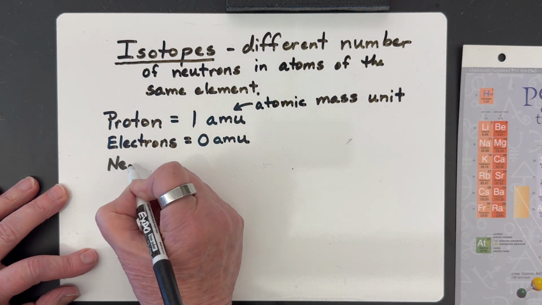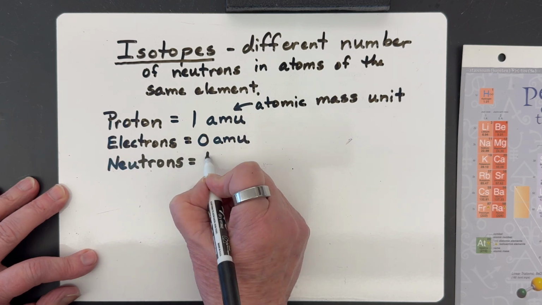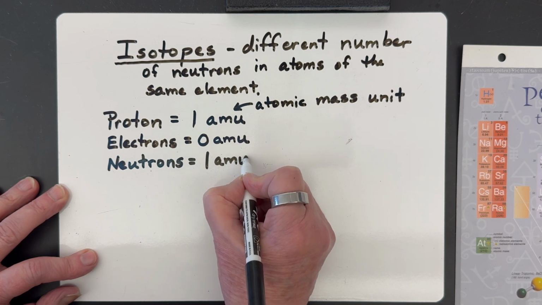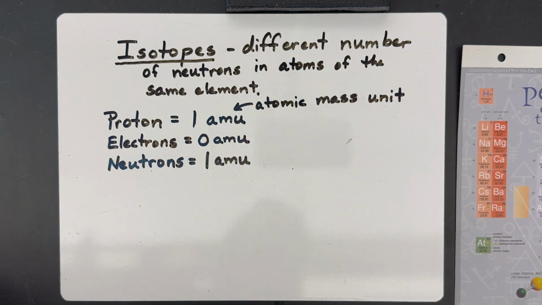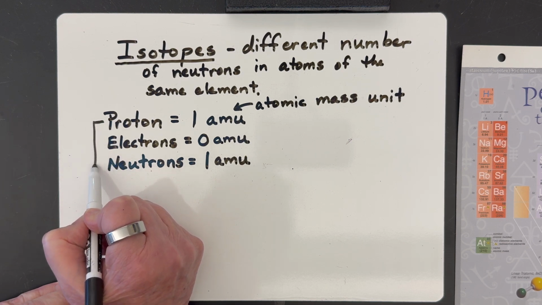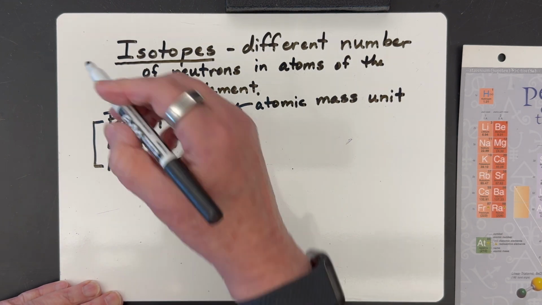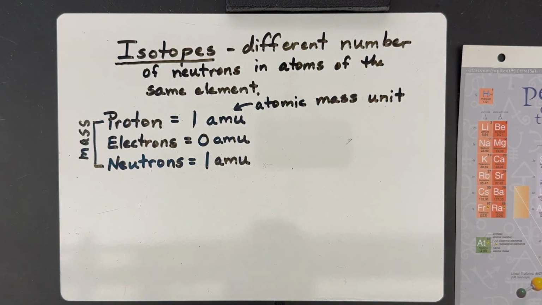Neutrons, our neutral particle, our peacekeepers, have a mass of 1 atomic mass unit. They weigh almost exactly the same as a proton. They're just a tiny bit heavier, but it's, again, such a small difference that we're not going to worry about that. So that means that the mass of our atom, since electrons are 0, is the protons plus the neutrons. So we ignore electrons when we're figuring out the number of neutrons.